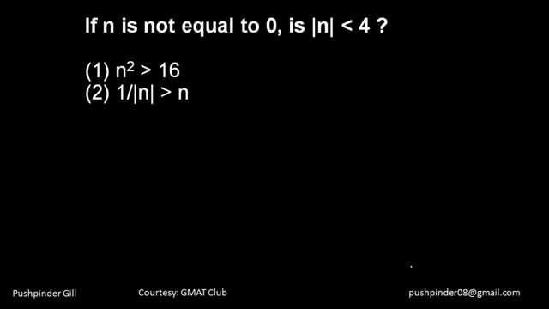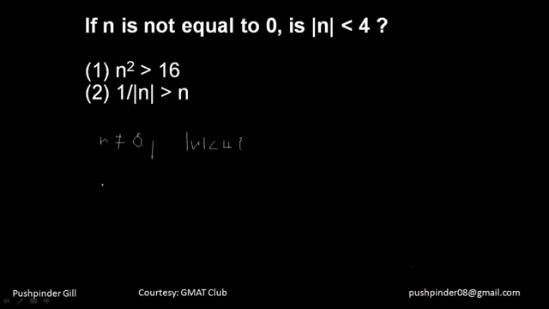Now it says that if n is not equal to 0, is modulus of n less than 4? What is he asking me? He's saying n is not equal to 0. Very important to write all the information in the mathematical form. n is not equal to 0, and he's asking me whether modulus of n is less than 4.